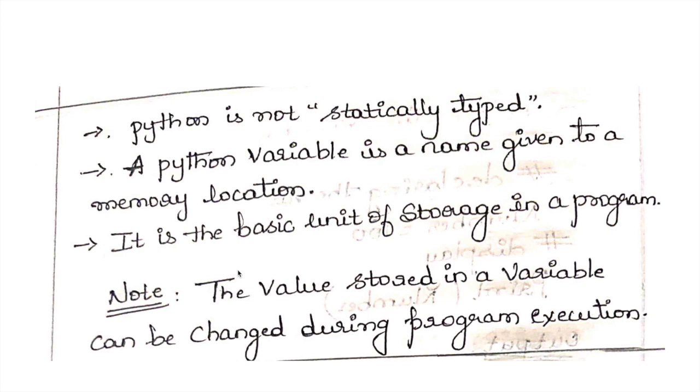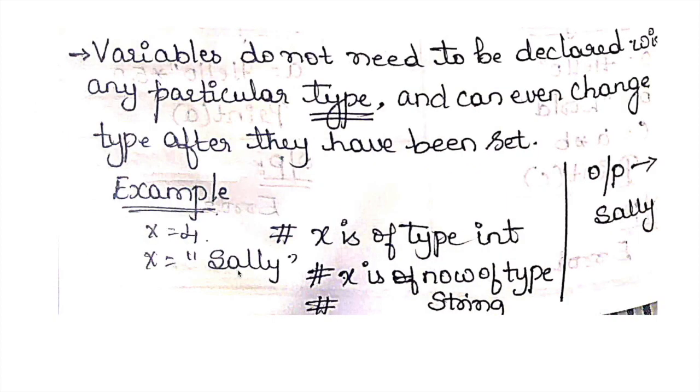So the value stored in a variable can be changed during program execution. That's why it's not statically typed. Whatever value you are going to use can be changed during program execution. See, earlier the value was 4. Now the next moment you change the value from 4 to Sally. So you can change it anytime during the program execution. That is the beauty of Python. In C programming or in any other language, you can't do that, right?